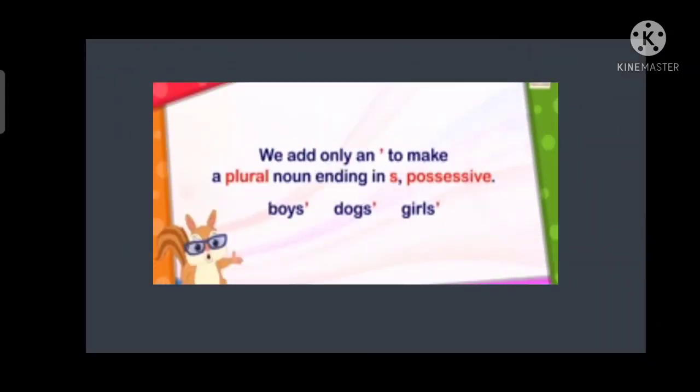We add only an apostrophe to make a plural noun ending in s possessive. It means you can make a plural noun ending in s possessive. How? Here boys, B-O-Y-S, and after boys an apostrophe is given. It denotes a plural noun, the possession of a plural noun. Dogs, girls. Here the apostrophe is given to denote plural noun possession.